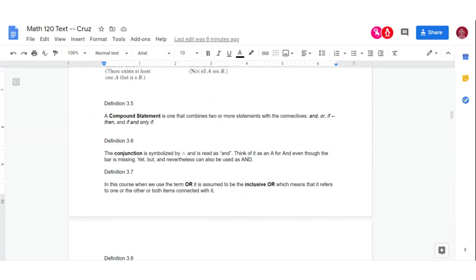Now the or, and this is what's called the inclusive or, means one or the other or both. That's why in chapter 2, ALEKS would always say, how many are there in A or B or both? Well, you don't really need to say or both if it's the inclusive or. And that's essentially what we use in this class, the inclusive or. There's another thing called the exclusive or. And that one just means one or the other. You can never do both.